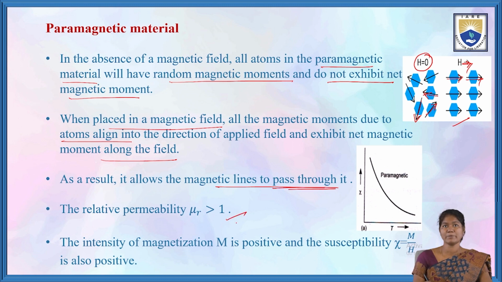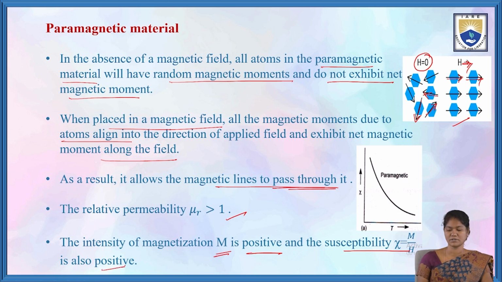The relative permeability mu r is greater than 1, whereas in the case of diamagnetic material, it is less than 1. The intensity of magnetization M is positive, and the susceptibility chi, equal to M by H, is also positive.